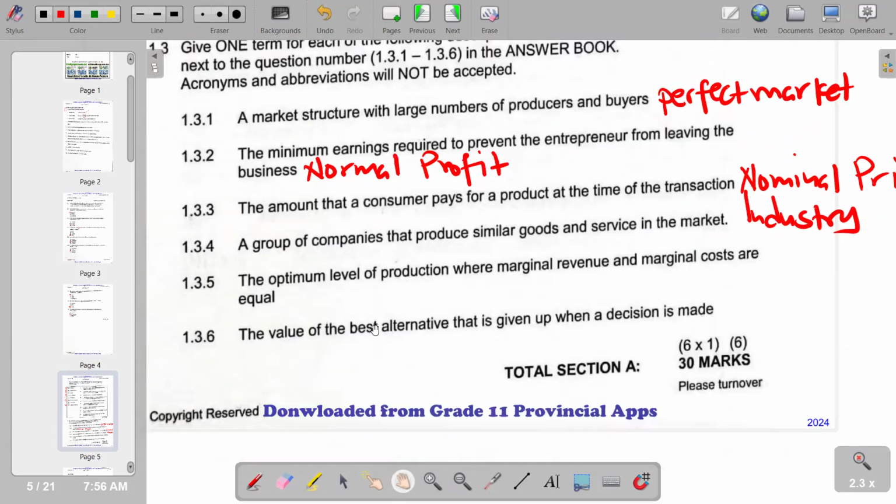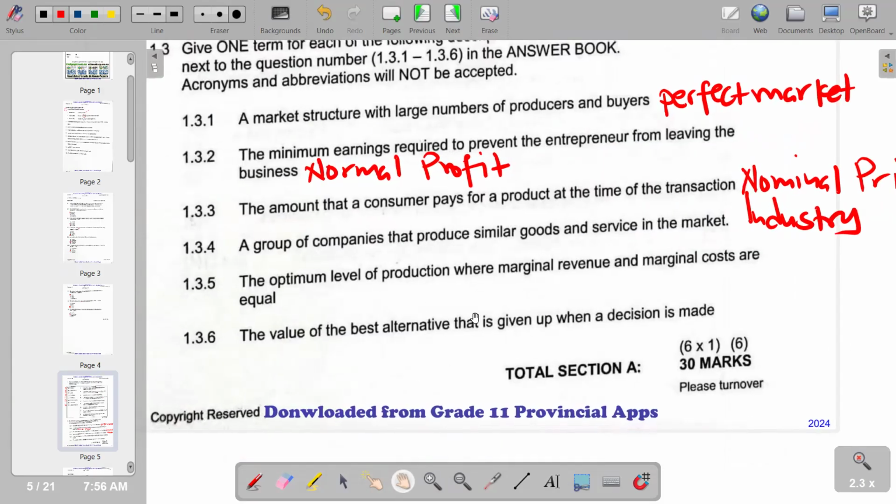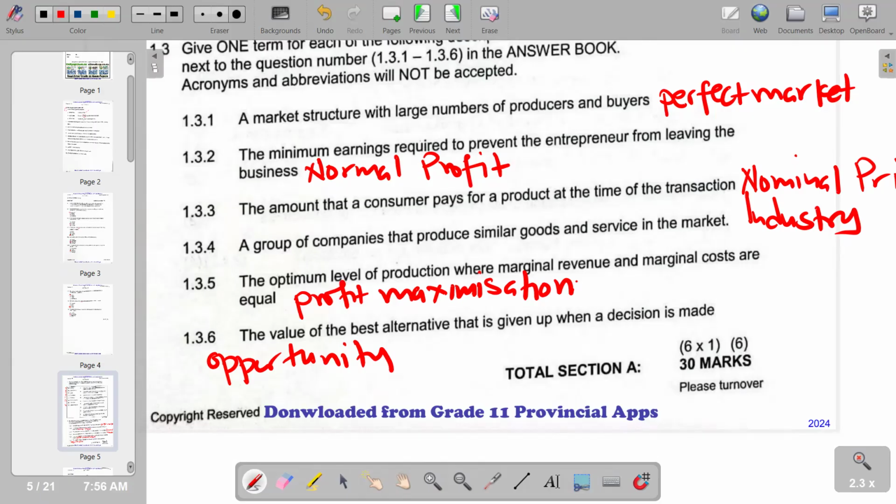And on the next part, the optimal level of production where marginal revenue and marginal costs are equal. So the point where we have got marginal revenue equal to marginal cost is at the profit maximization point. So we are saying profit maximization. Then 1.3.6, the value of the best alternative that is given up when a decision is made is opportunity cost. So this is what we have in terms of our section A with 30 marks.